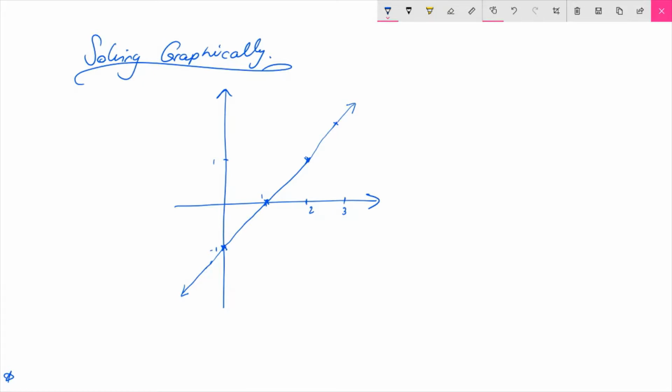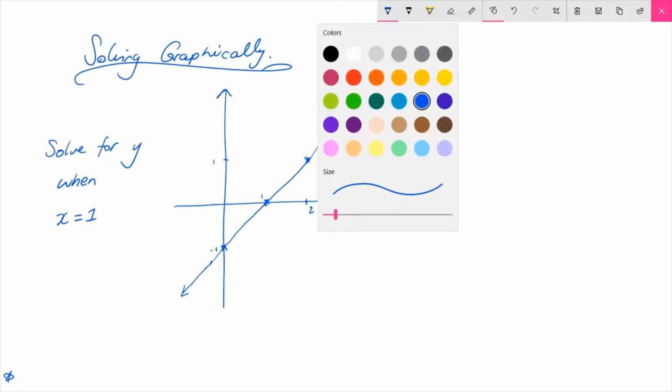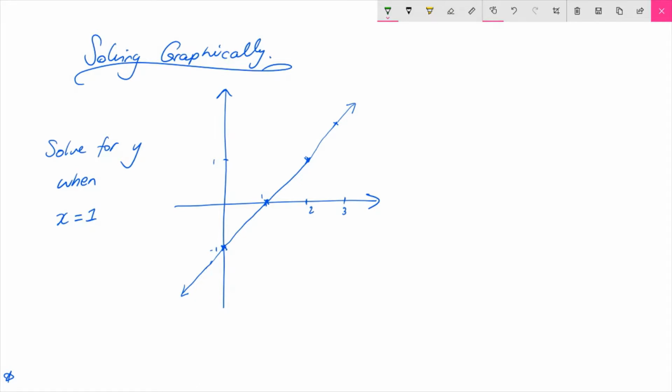So let's solve to start with. Let's find the value of y when x is equal to 1. So what we have to do is go along the x-axis, find x equals 1, and then find the point on the line that corresponds to that. Now we're lucky here because the point that corresponds to that is when x equals 1, y equals 0. So that's the solution for this particular case.